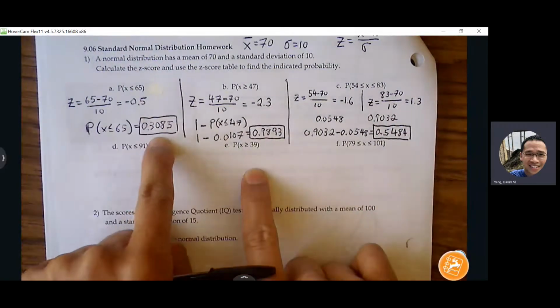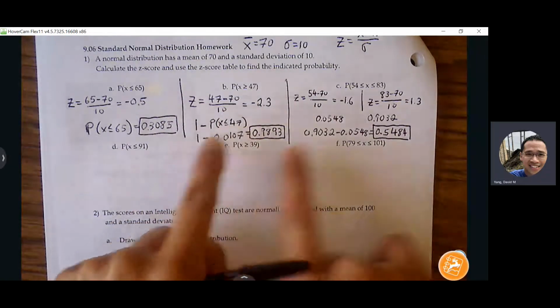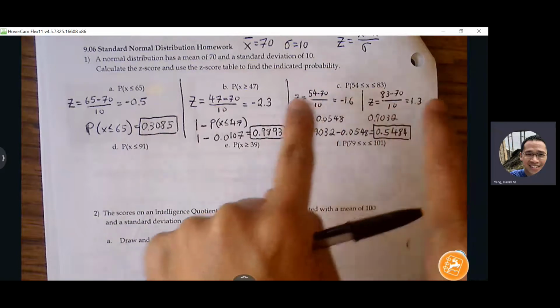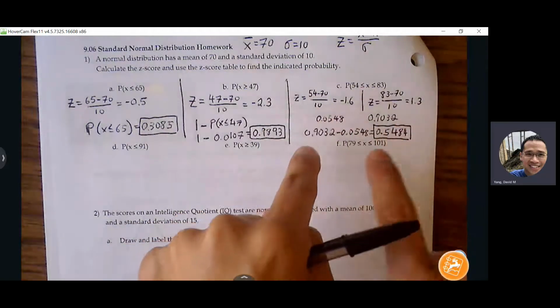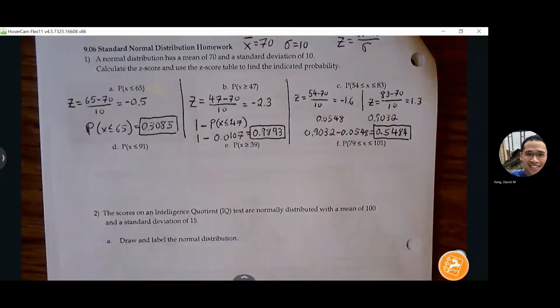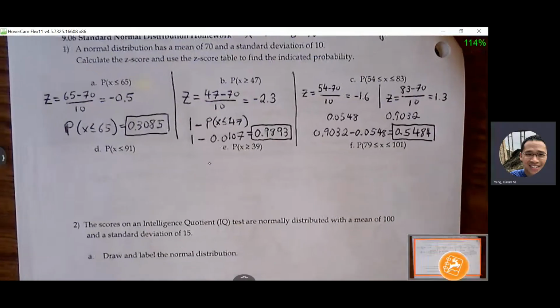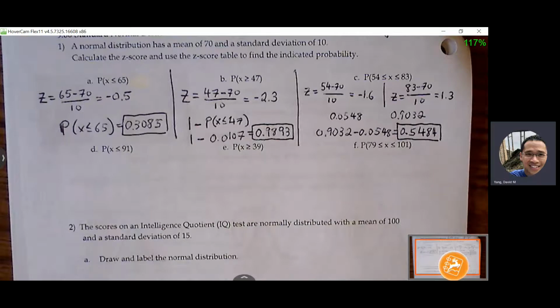For less than, you just get that decimal, you're done. Greater than, once you find that decimal, subtract from 1. If it's between, then you got to find two z-scores, two decimals from the table, and subtract those two from the table. Again, you're pulling the table values from page 2 and page 3. Page 2 will be your negative probabilities, and then page 3 will be your positive probabilities. Okay. All right. See how well you guys can do here.